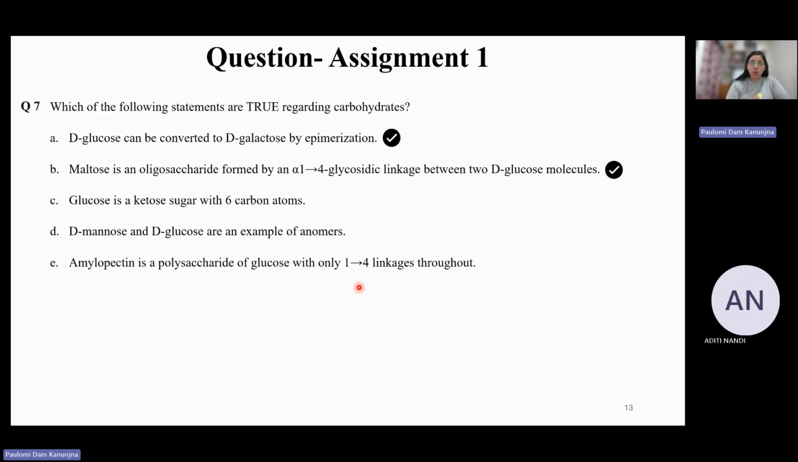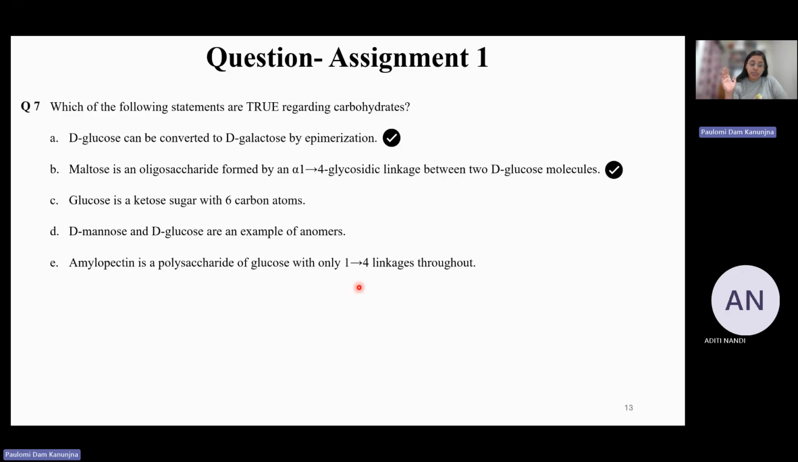The first says D-glucose can be converted to D-galactose by epimerization, which is true. So they are epimers, or C4 epimers. Remember, we discussed one of the carbons being different. So that's epimers, and D-glucose and D-galactose are C4 epimers, right? So they can be converted to one another.